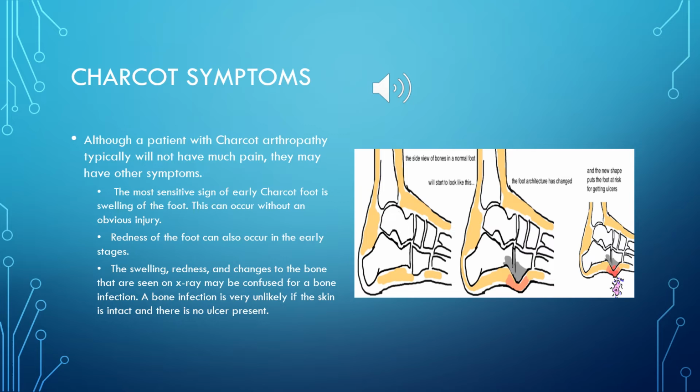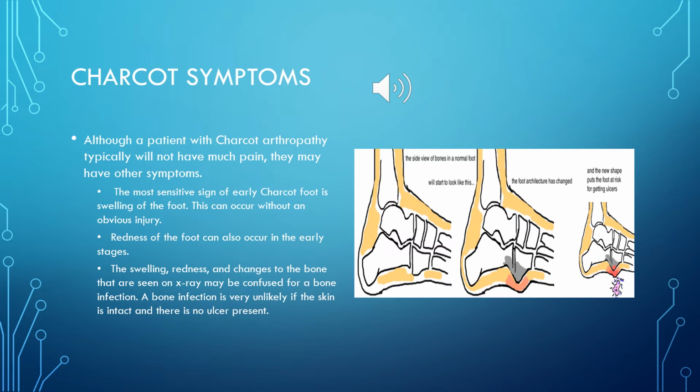The swelling, redness, and change to the bone that are seen on an x-ray may be confused for a bone infection. But a bone infection is very unlikely if the skin is intact and there are no obvious signs of an ulcer present.